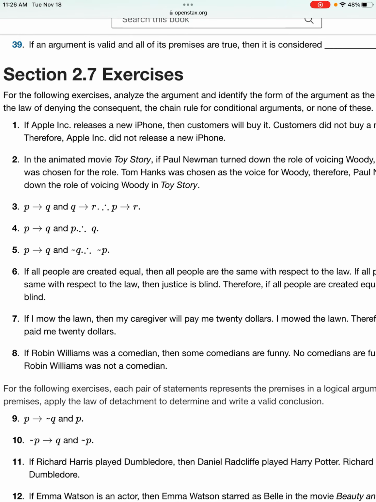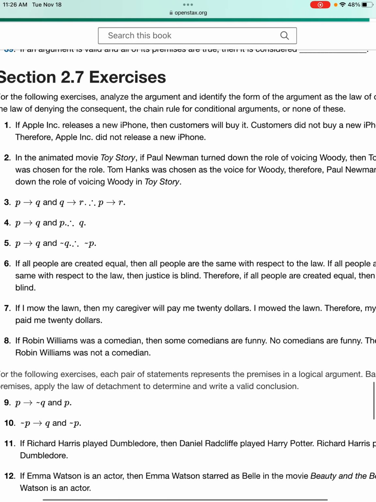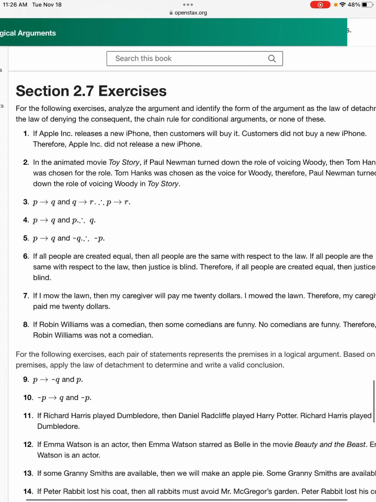They're presenting all those rules, and here's the 2-7 exercise set. So if we look at number 2, they just want to know, am I looking at the law of detachment, the law of denying the consequent, or the chain rule? And so if we look at number 2, it could actually be none of these. So let's look at number 2.